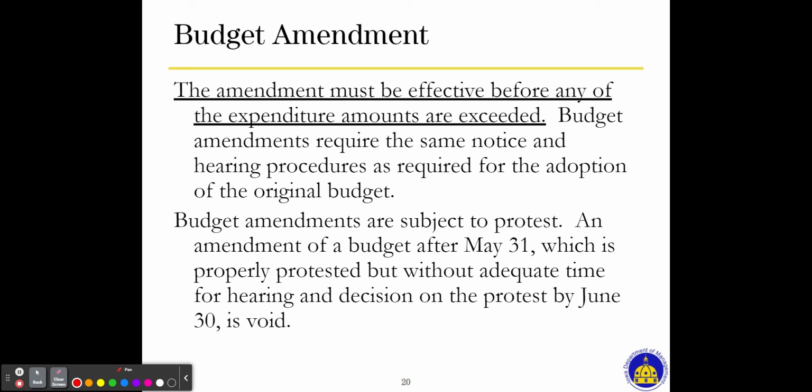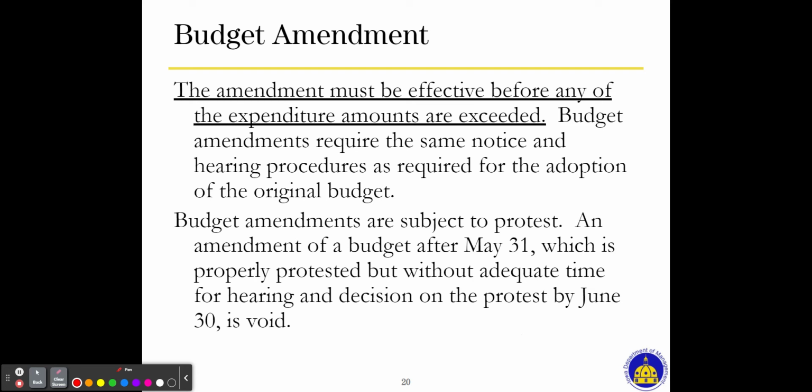Budget amendments require the same notice, not less than 10, no more than 20 days notice, as the original budget. You hold a public hearing and pass that budget, same sort of general process as the original budget. Budget amendments are subject to protest as well.